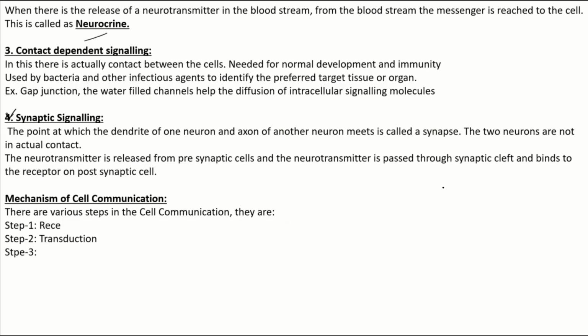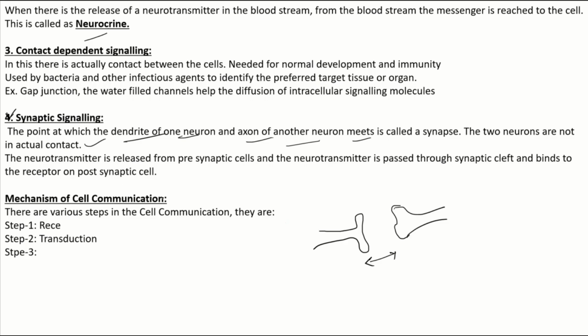Now next we move on to synaptic signaling. It is a very basic thing you have learned from your high school level, synapse. Synapse is a point where the dendrite of one neuron and the axon of another neuron meet. The two neurons are not in actual contact. Basically they are far apart. Here you can see this is the axon, and this is the dendrite of another neuron. They have a little distance between them and are not in actual contact, unlike in contact dependent signaling.